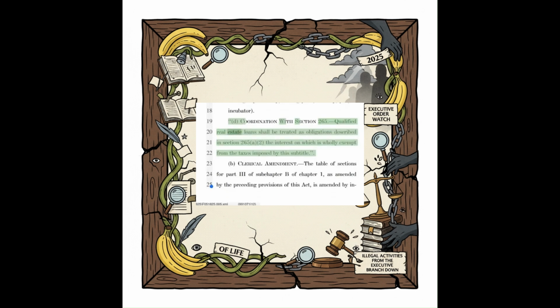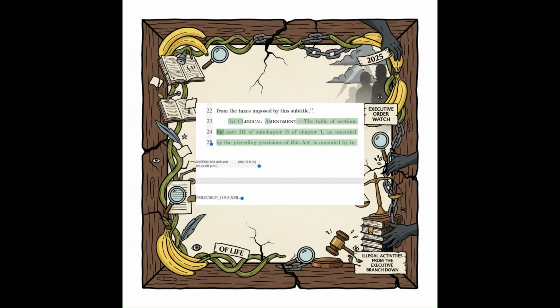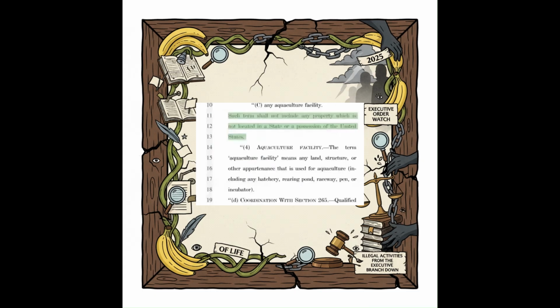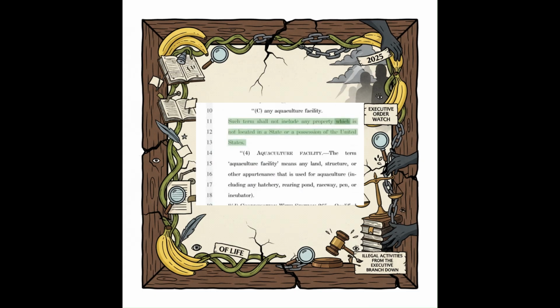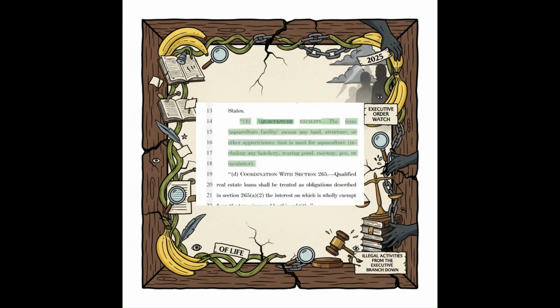CWS 265. Qualified real estate loans shall be treated as obligations described in Section 265, the interest on which is wholly exempt from the taxes imposed by this subtitle. CA. The table of sections for Part 3 of Subchapter B of Chapter 1, as amended by the preceding provisions of this Act, is amended by such term shall not include any property which is not located in a state or a possession of the United States.